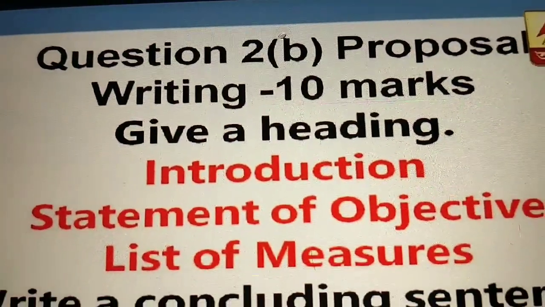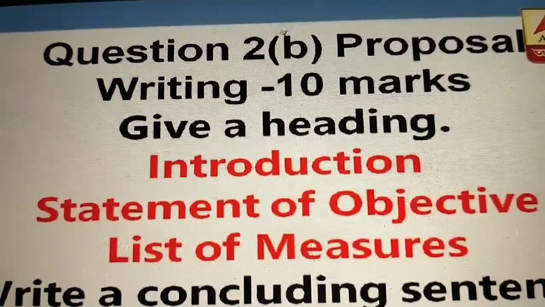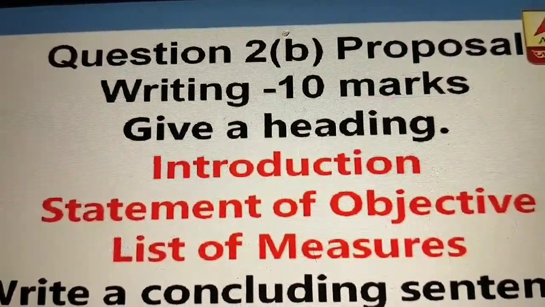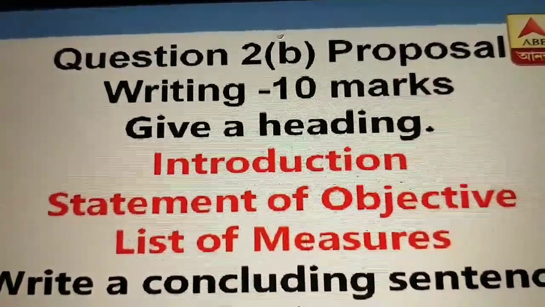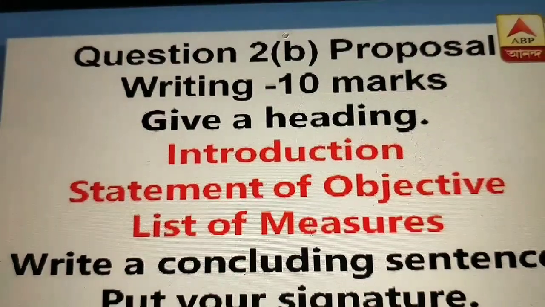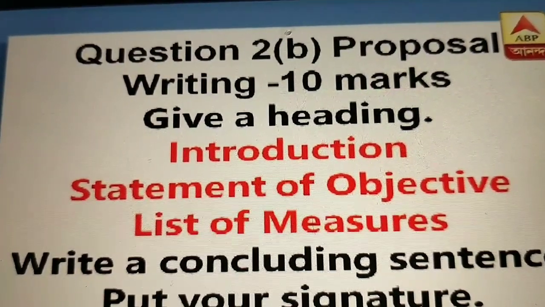Now, what do you do with the proposal? If I can get back to the slide again, I'll tell you why I have written certain things in black and certain things in red. The slide, please, for the proposal writing, question number 2B. You see, you give a heading. Now, the things written in black are the things you have to include in the proposal. Without writing, give a heading. Don't write, give a heading. You just give a heading.